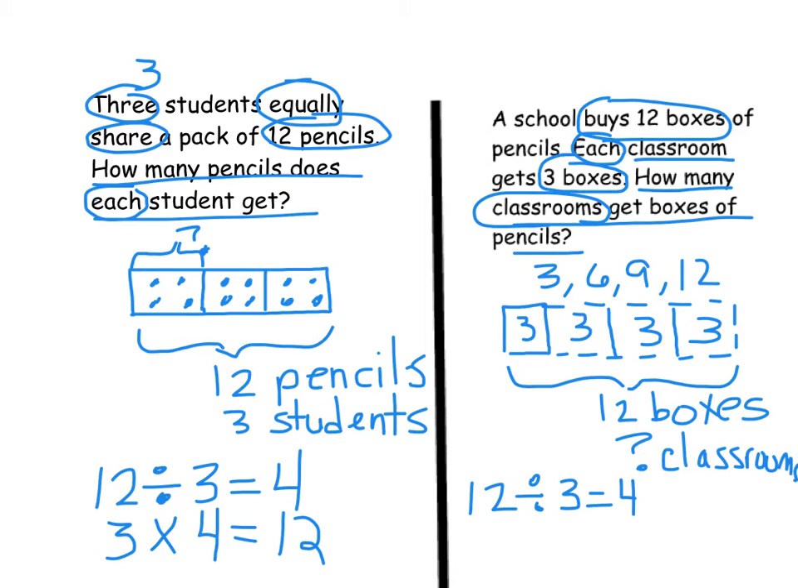This problem has the same numbers as the first problem. It's just that in this second problem, the unknown represents the number of groups, how many classrooms. In the first problem, we were finding the size of the group.